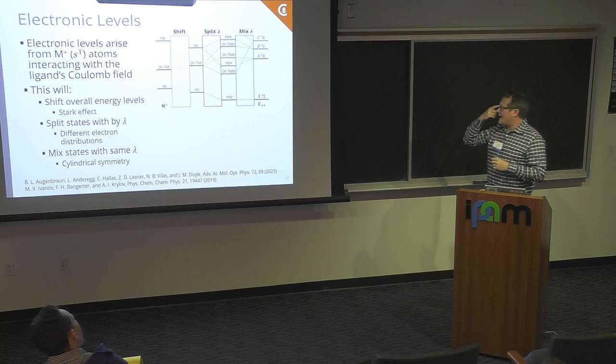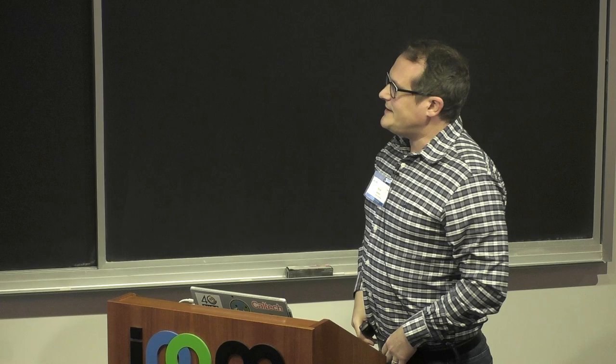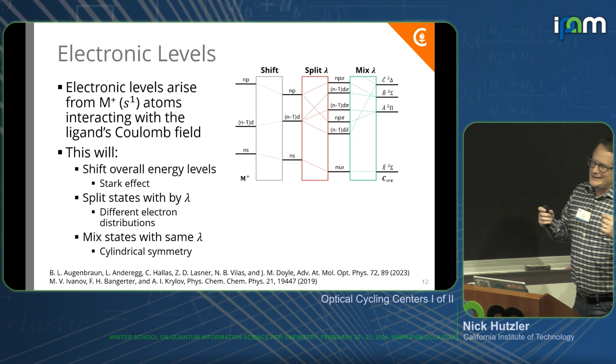You get two lobes, just like with p orbitals, you get multiple lobes. With these pi states, you have two perpendicular lobes, which are nominally degenerate, but they're not actually degenerate because nothing's actually degenerate. And I'll show some pictures of those later, because for a nonlinear or slightly nonlinear molecule, those states can actually be pushed really far apart.